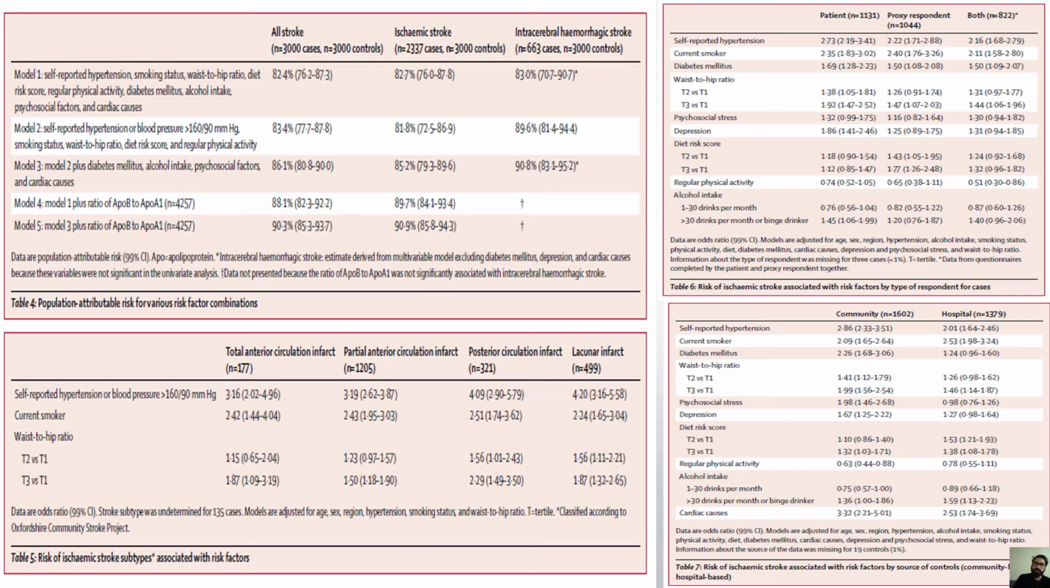These tables describe their results in ischemic stroke and intracerebral hemorrhage. They have made five models, and in each model they adjust for different variables and do a regression analysis to find the independent contribution of a specific variable, which they found with the odds ratios present in this table.